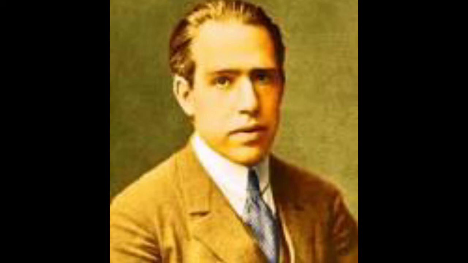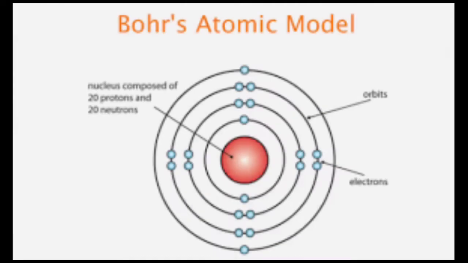Today's topic is the hypothesis of Niels Bohr. In 1913, Niels Bohr gave a hypothesis to explain the structure and the spectrum of a hydrogen atom. His model is based on these assumptions: a nucleus is present at the center of an atom, in which positively charged protons are present.